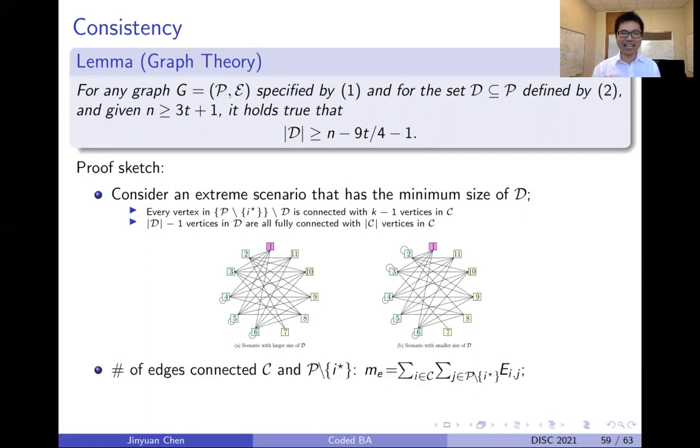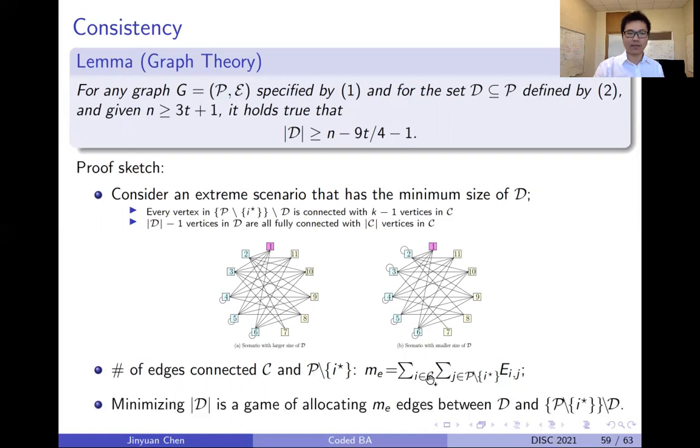Then we argue that the number of the edges connected to the set of C is given by this expression. And then we argue that minimizing the size of the D is a game of allocating this number of edges between the set of D and the remaining set. This is a high-level proof schedule for this graph theory lemma.